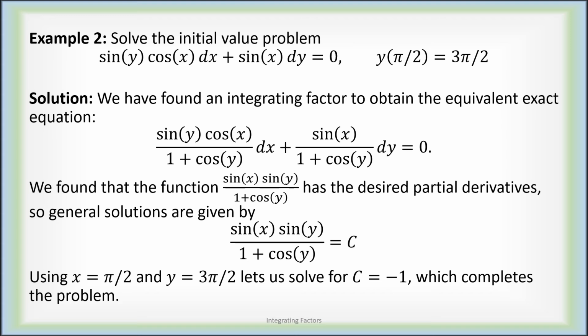So now we can use our initial values by setting x equals pi over 2 and y equals 3 pi over 2 and plugging them in here. The sine of pi over 2 is just 1. The sine of 3 pi over 2 is negative 1, and the cosine of 3 pi over 2 is 0. So we quite directly get c is minus 1. So the problem is done. Solutions to this problem are given by sine x sine y over 1 plus cos y equals c, and I just replace c with minus 1.